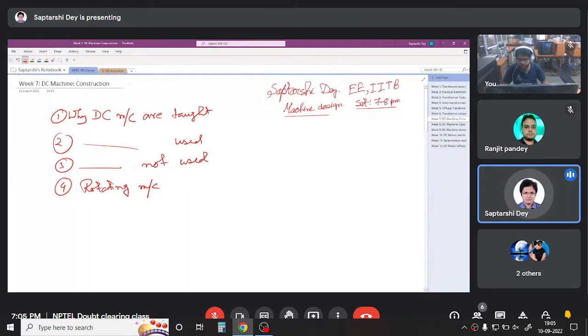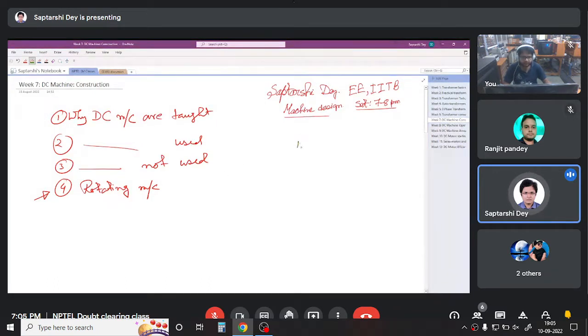Okay, so we will start in a reverse fashion. We will start from here. Why rotating machines are still used. Sorry for that. Some basic concepts about rotating machine. So any rotating machine, since this is the first class of rotating machine of this course, and this is the only rotating machine that we will study in this course.